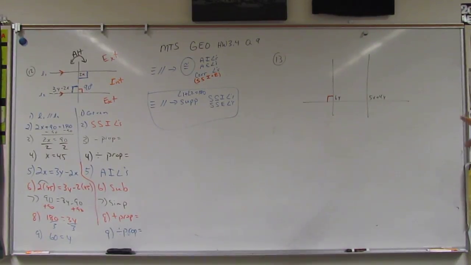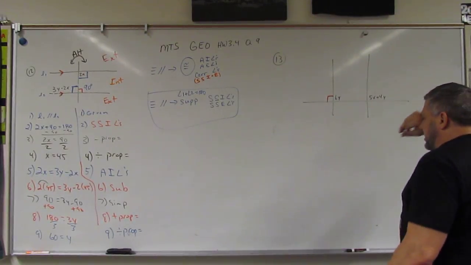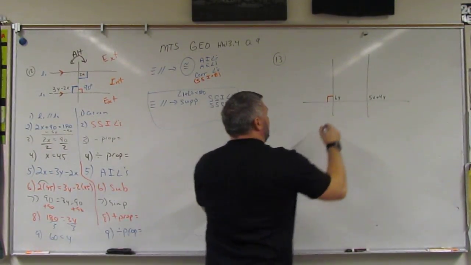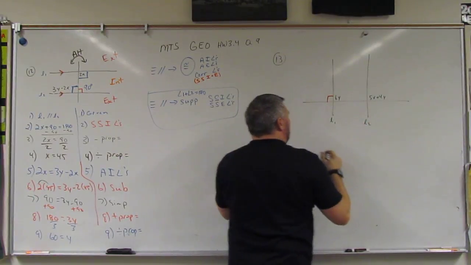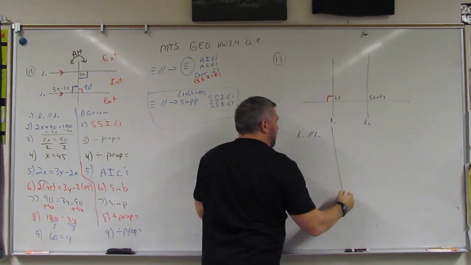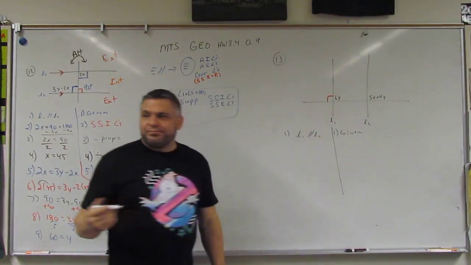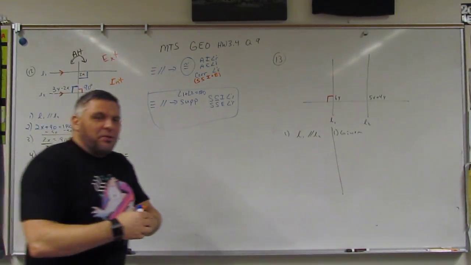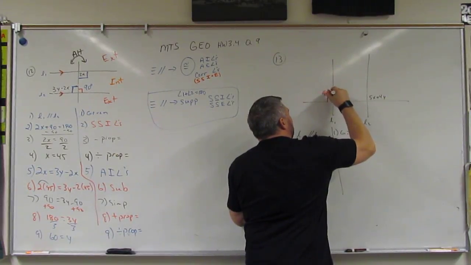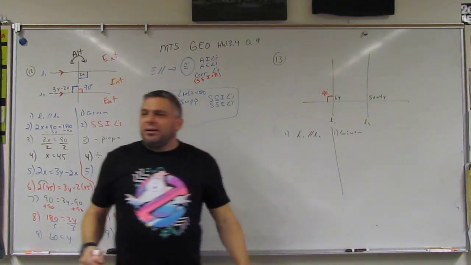Alright, and I think that's where we're going right here, right? So on this one, number 13, is this still going? Alright. So, the first thing we know is that L1 and L2 are parallel. Okay? And that's given. We also know that if it's a right angle, that it's 90, correct? Not 900. 90. Okay?